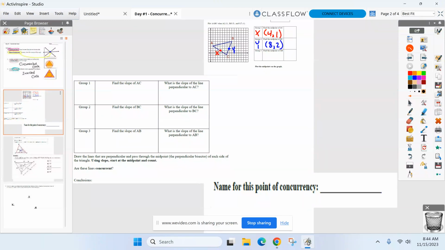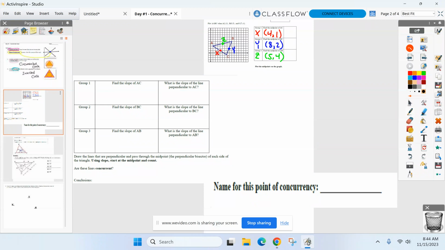And then finally, group 3, what do we get for midpoint of AB? 5, 4. Call that point Z in your chart, everybody. Point Z, 5, 4, and graph it. So you should have all 3 midpoints graphed.